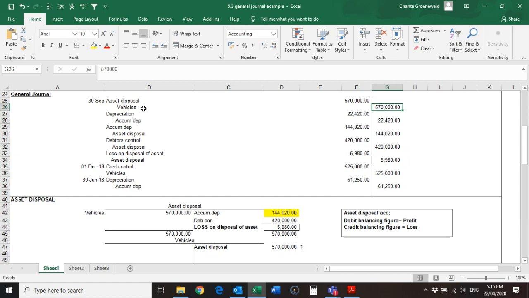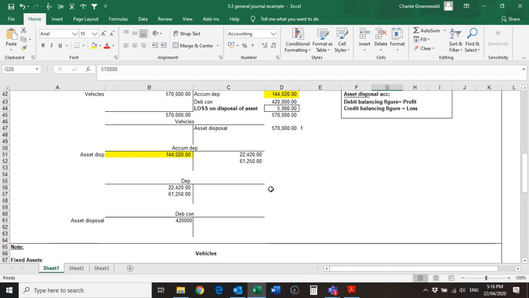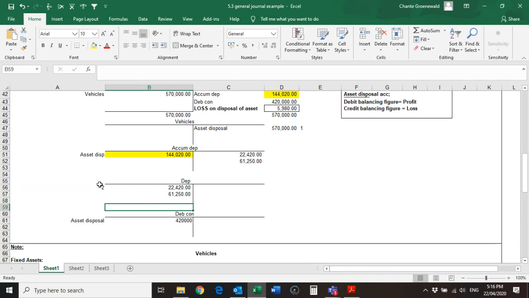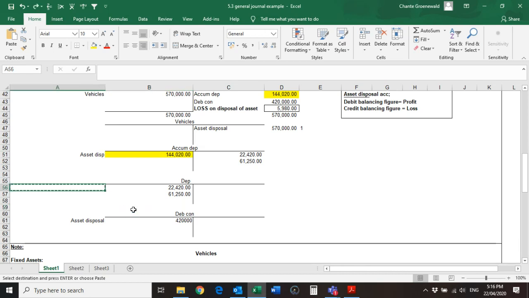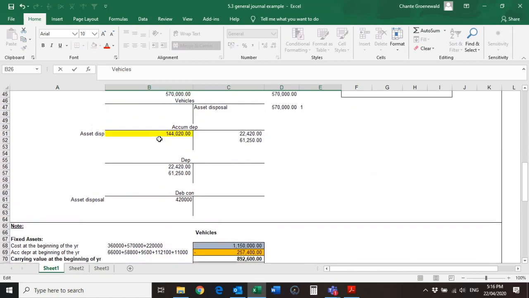Okay, that's super important. Then my second step would be to account for the depreciation. The depreciation for what? For the year. Okay, so this is my second step.